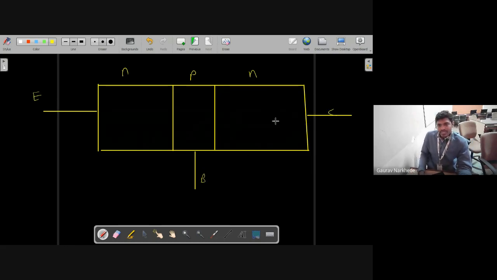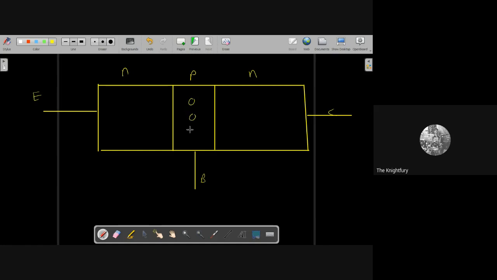Base is lightly doped. Listen, how is the base? Lightly doped. So what will be in the base? Holes will be there, right. The emitter, this N, is heavily doped, so somewhat more electrons will be there. And the collector, as compared to the emitter, is somewhat lightly doped. Any problem in this? Did you understand?